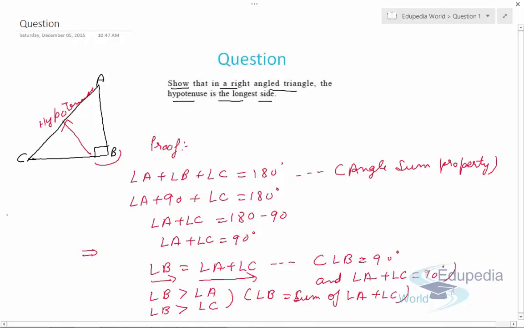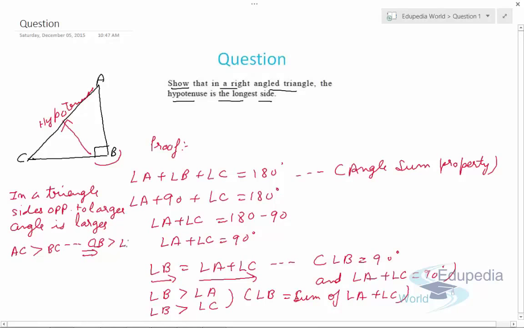As we all know, in a triangle, the side opposite to the larger angle is larger. So if angle B is greater than angle A, we can say that AC is greater than BC. Similarly, AC is greater than AB, because angle B is greater than angle C. So this implies AC is the longest side. This is how we can prove these types of questions.